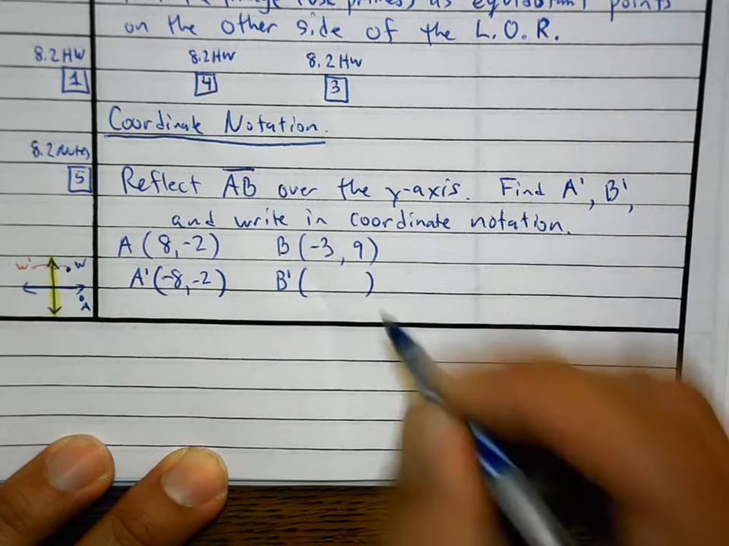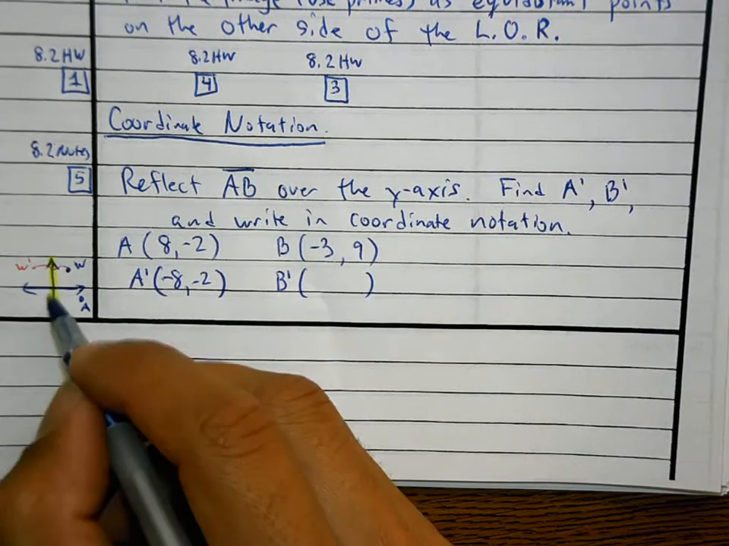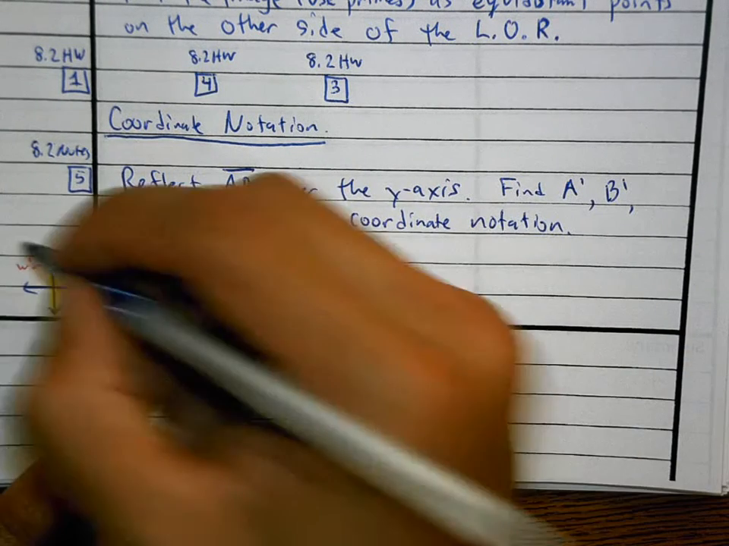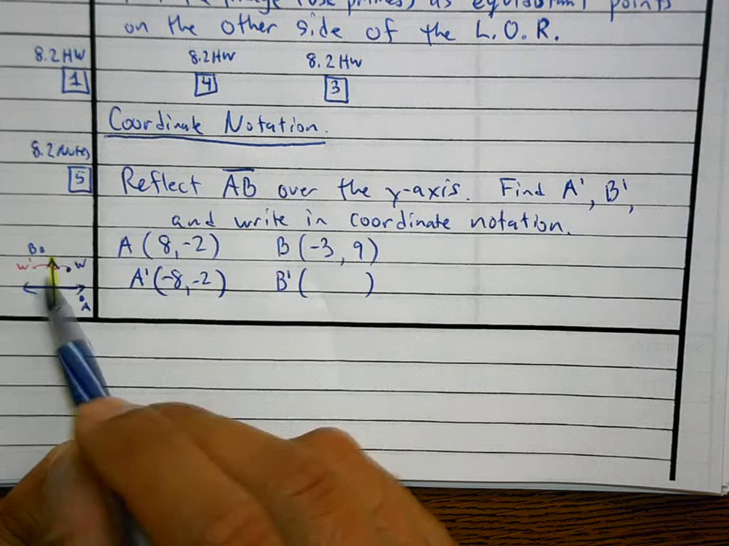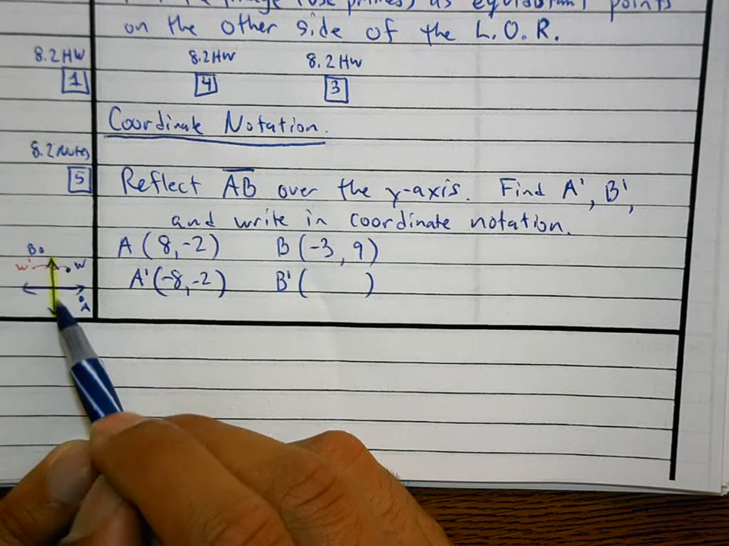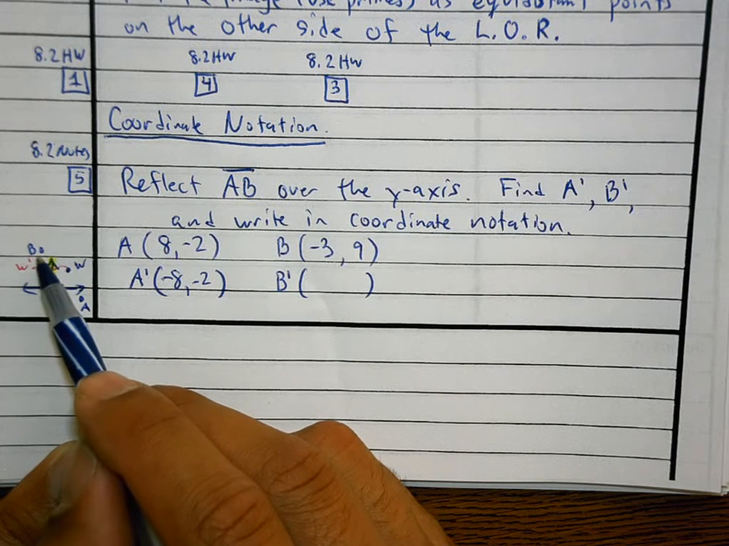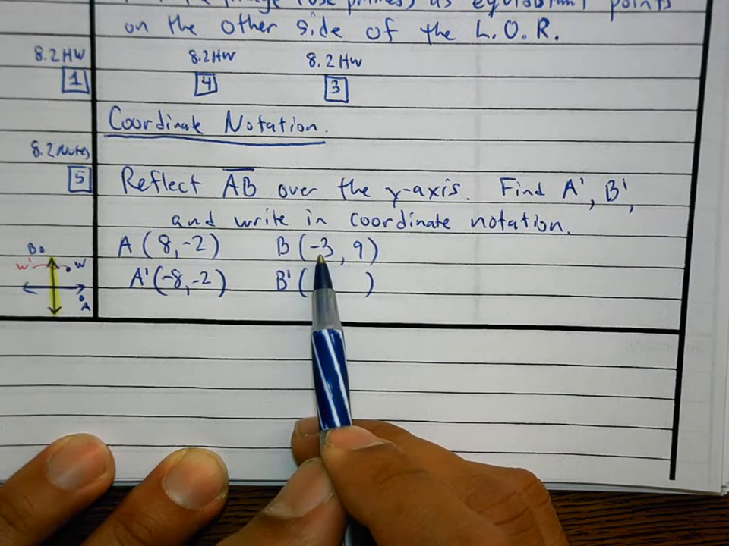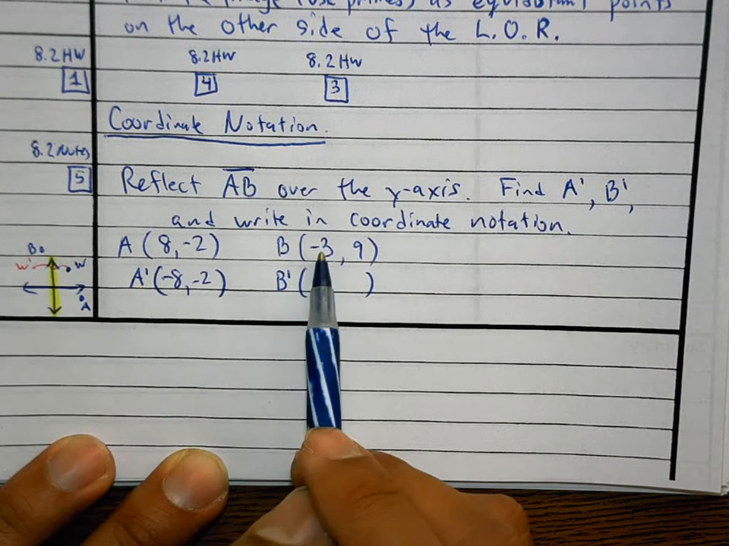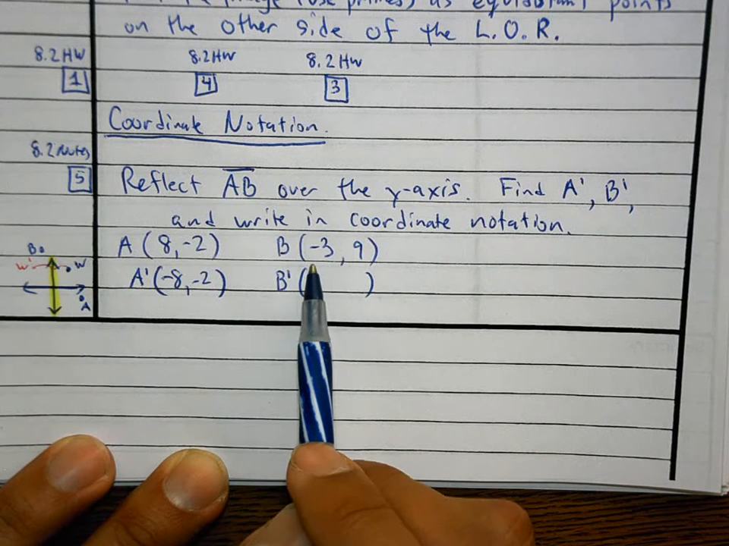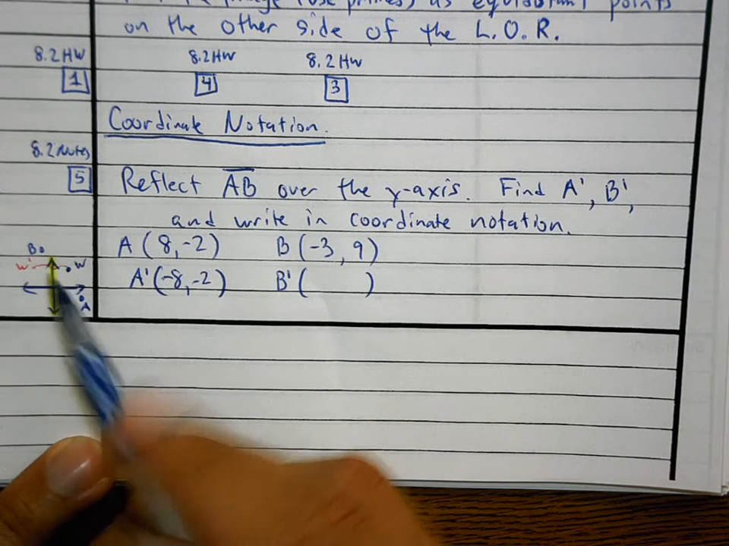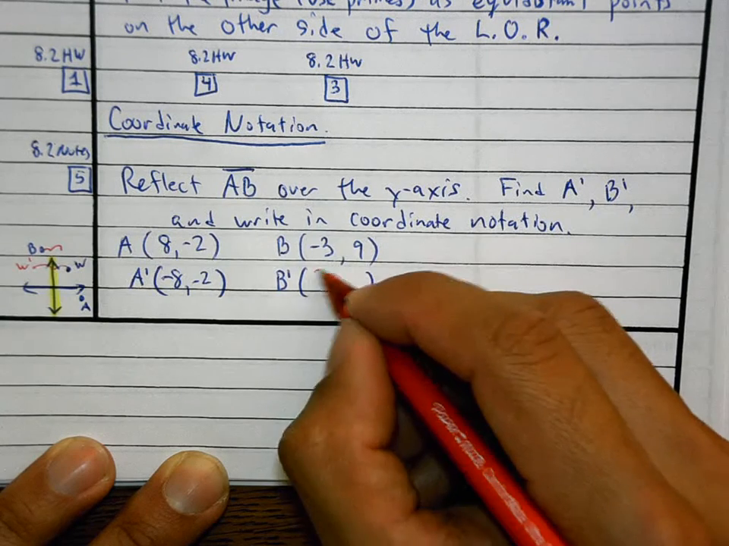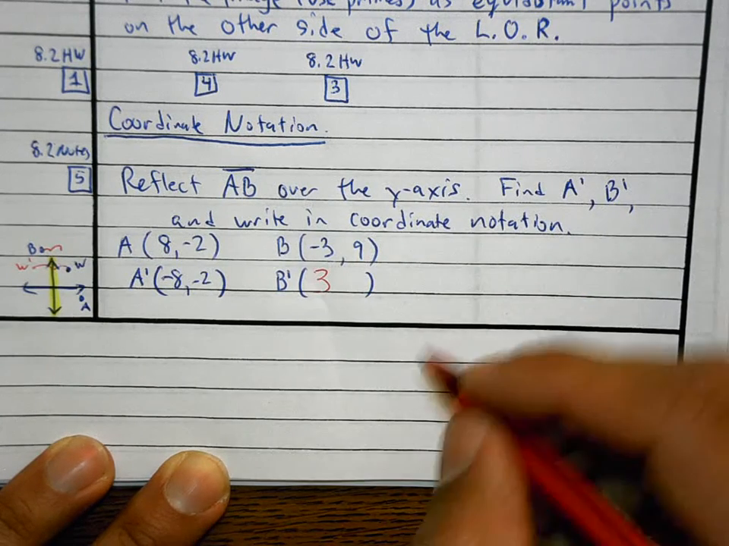B prime this time is negative 3. That goes to the left and then up 9. So it's way over here where B is. And I have to reflect it over this y-axis. How far is B from the line of reflection? Negative 3, yeah. So then, where is it going to be? And then the y value stays the same.